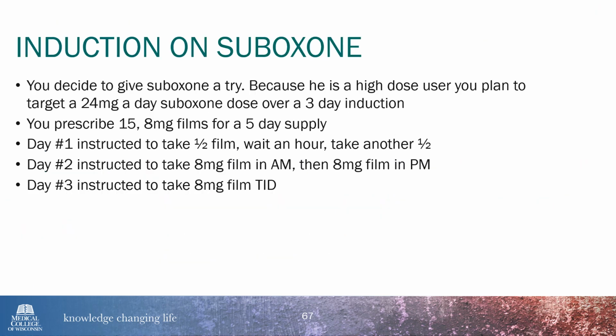So we decided to give Tom a try, and we're going to put him on Suboxone because he's using significant amounts of heroin. We're going to just get him up to 24 milligrams right away. We're going to get him up on the higher end of the dosing spectrum of Suboxone, and we're planning to do that over 3 days. So I'm going to give him a 5-day supply, so 15 8-milligram films. Have him take 4 milligrams or half of a film when he's in moderate withdrawal. Wait an hour, take another half of a film.